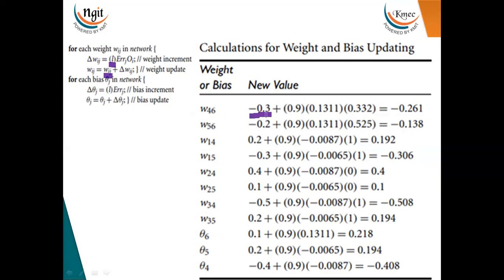W46 is 0.3. Okay. Now for W46, what should be added? Delta. But how are you getting the delta? Learning rate, error, and the O. Now here I'm considering the learning rate as 0.9.